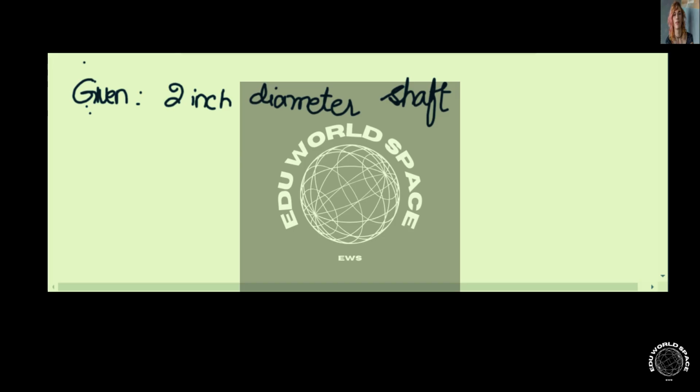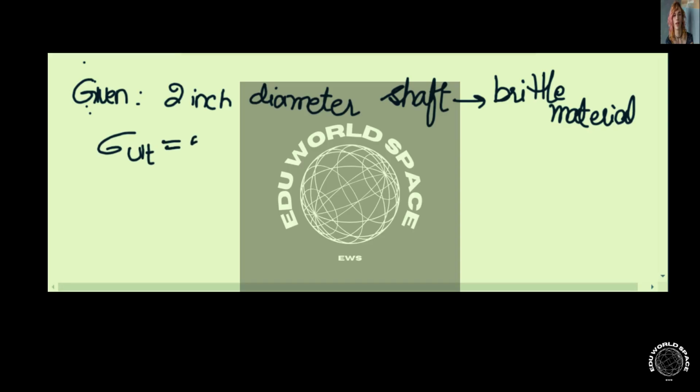So in this question, we are given a 2-inch diameter shaft, and this shaft is made from brittle material. This material has an ultimate stress, sigma ultimate, of 50 ksi for both tension and compression.